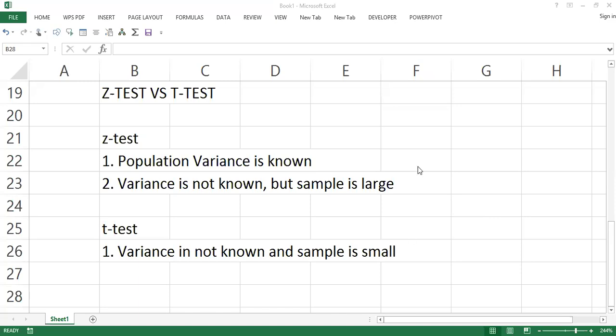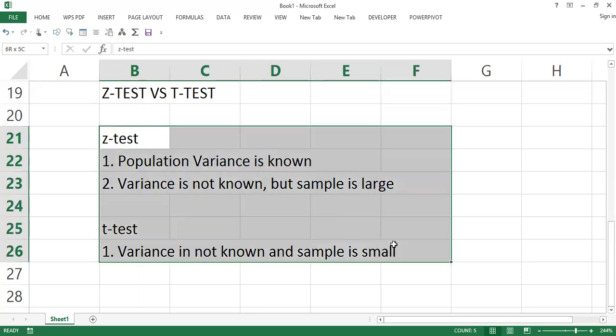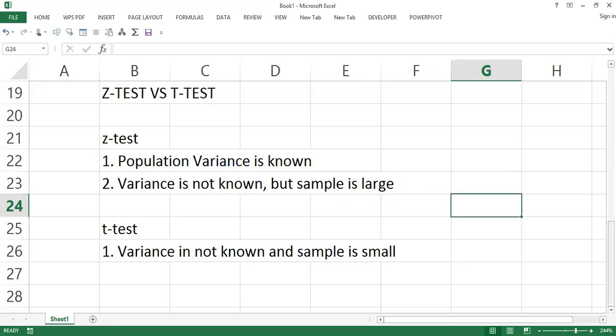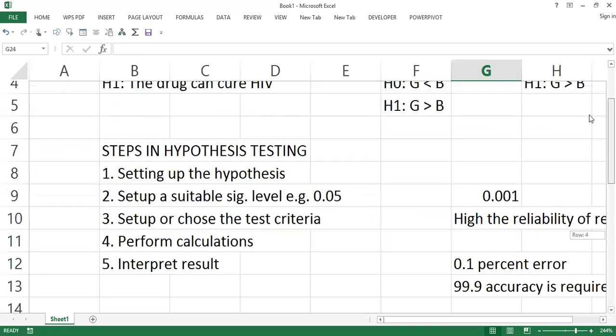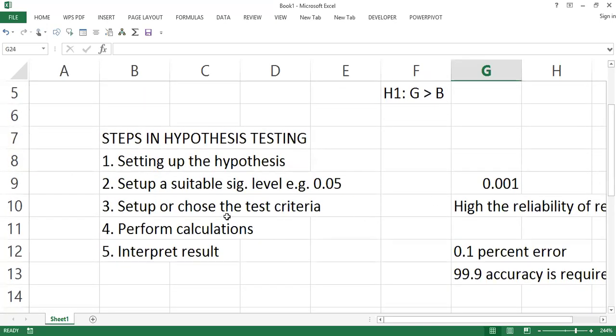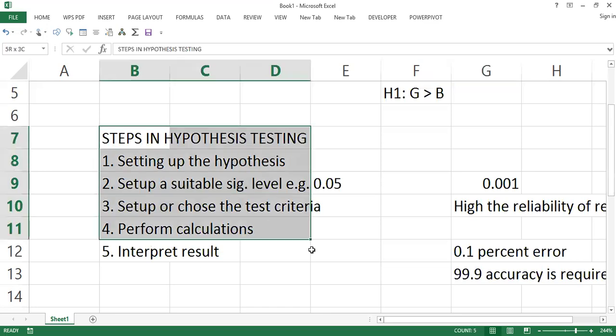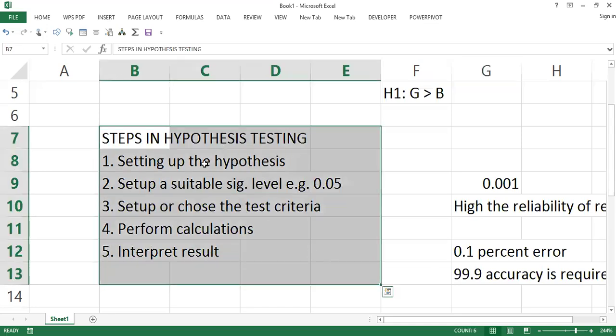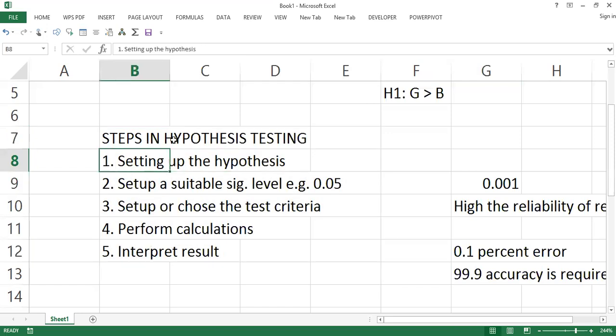Yeah, that's why I actually brought this up now, because I know it might be confusing. In analytics, it's very important to be able to take the right decisions. For example, when we looked at these steps, you see what we are talking about here. Setting up the hypothesis, you have to set it up correctly in the first place.